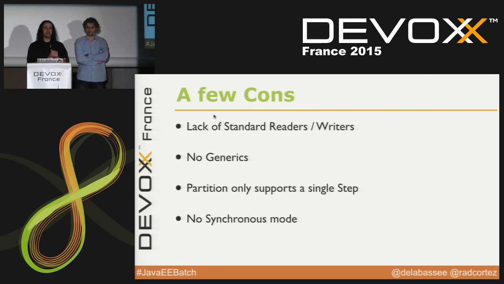We're lacking generics. The generics are missing because the expert group didn't have enough time to put them in. Maybe they will appear in a future version. Partition only supports a single step, so you can only have one step per partition. There's also an open issue about this. And there is no synchronous mode, so every time you put a job to execute, it's going to run asynchronously. You cannot wait for the result right away, so you have to query the batch operator to see if the batch is done or not.